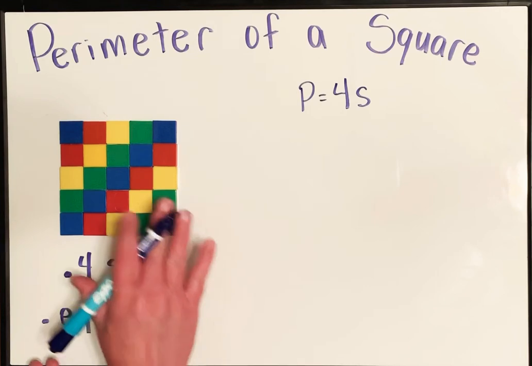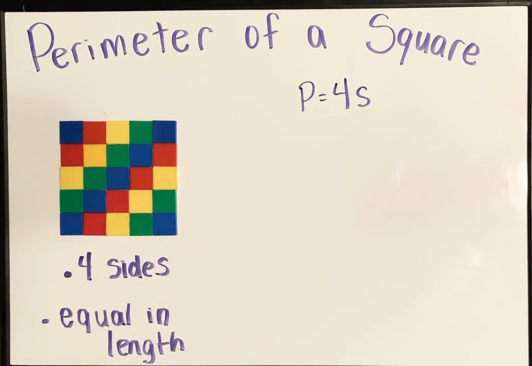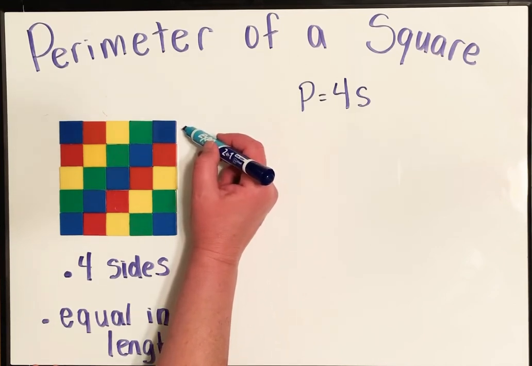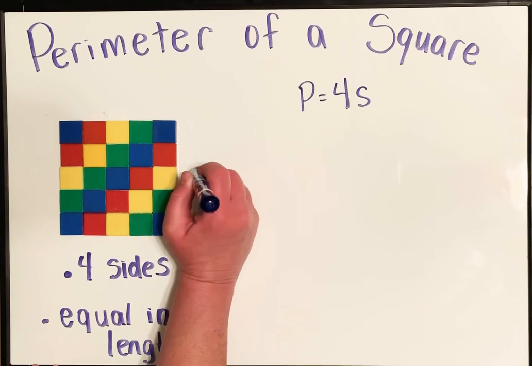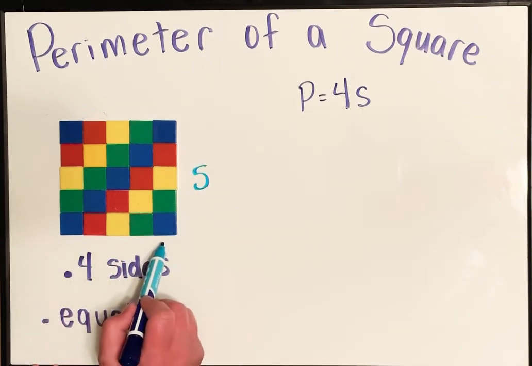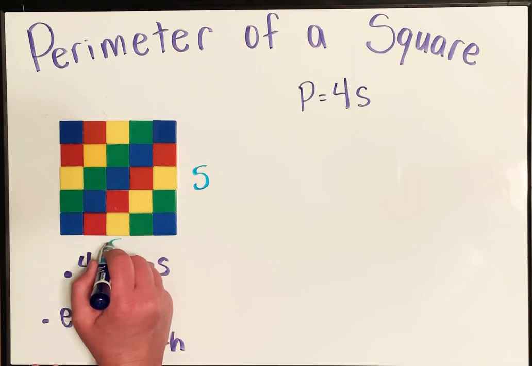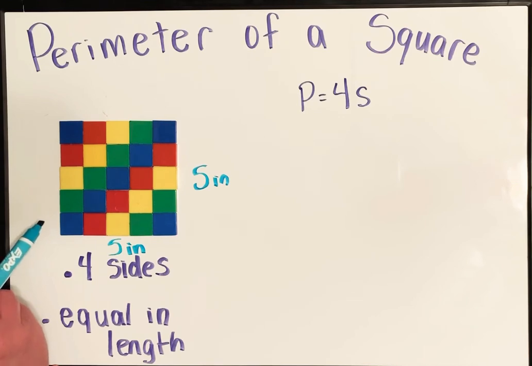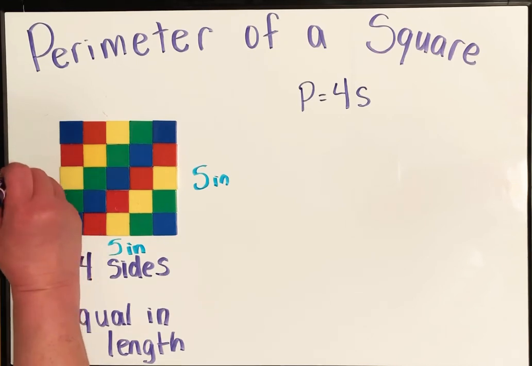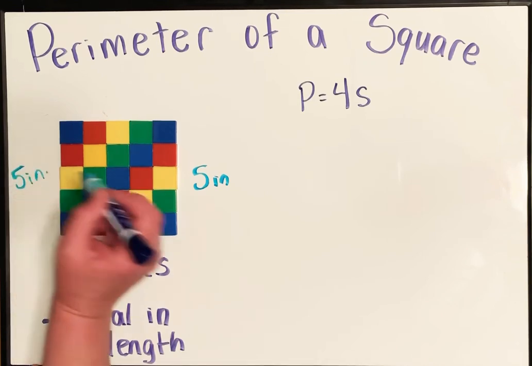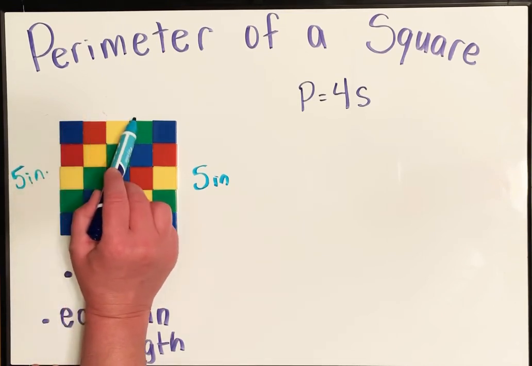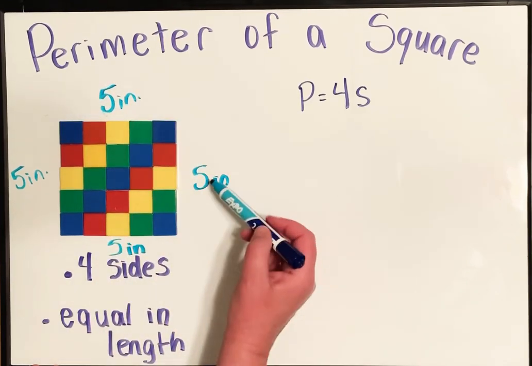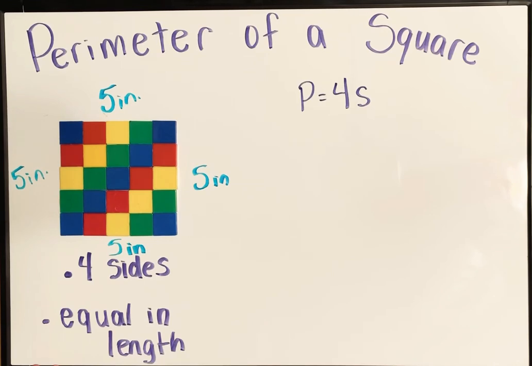Now, if I come over here to my square, I know that I can count my sides. These are my inch tiles, so if I count up this side, I've got 1, 2, 3, 4, 5. This bottom here, I've got 1, 2, 3, 4, 5. And by the way, these are in inches, so I'm going to write that unit of measure. On this side, I've got 1, 2, 3, 4, 5 inches. And across my top, I've got 1, 2, 3, 4, 5 inches. Now I know that this is a square because all 4 sides are equal in length.